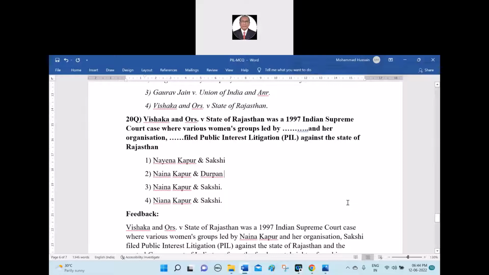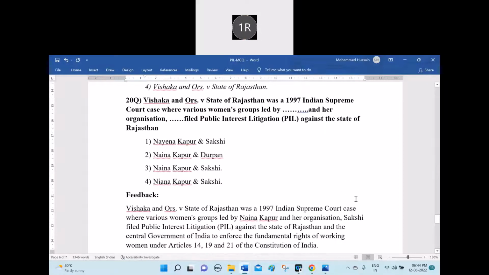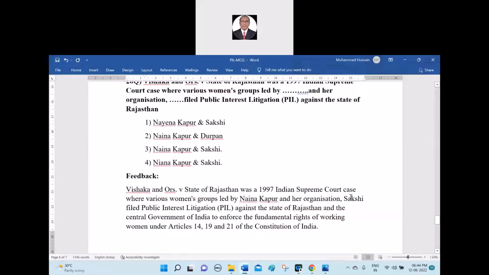Vishaka and others versus State of Rajasthan was a 1997 Indian Supreme Court case law where various women groups led by Naina Kapoor and her organization Sakshi filed a public interest litigation against the State of Rajasthan and the Central Government of India to enforce the fundamental rights of working women under Articles 14, 19, 21 of the Constitution of India. Supplementary question: Vishaka case law was filed on which articles? They will give some wrong articles like 15, 19, 21 or 14, 18, 21 or 14, 90, 21A. Which is the correct answer they will make? That is a supplementary question.